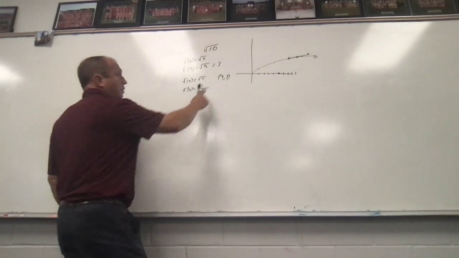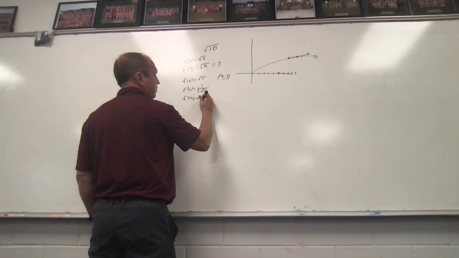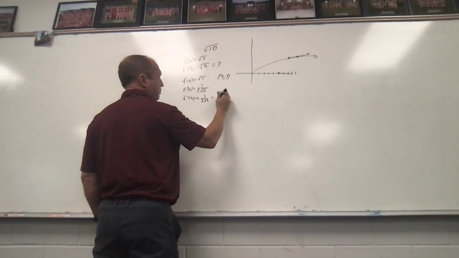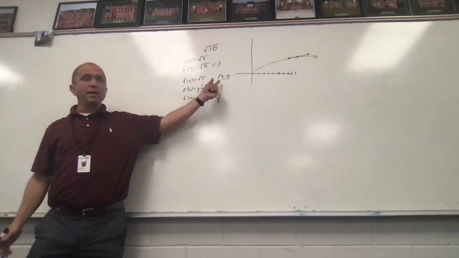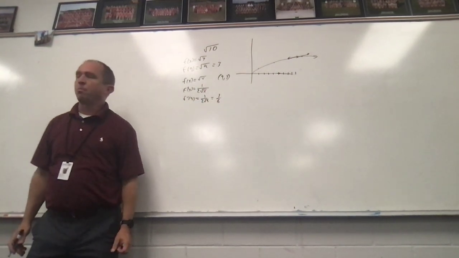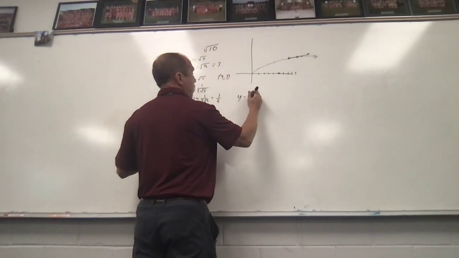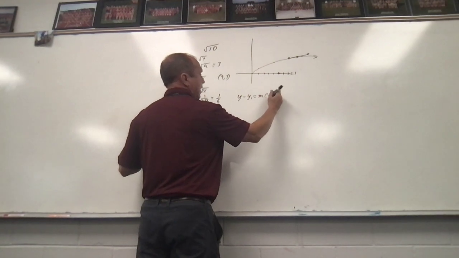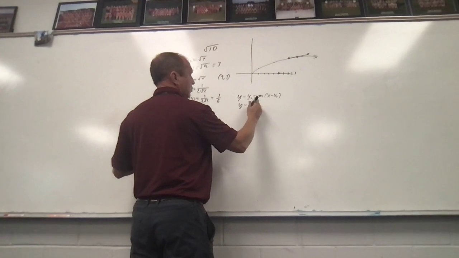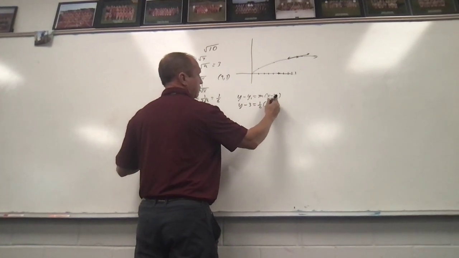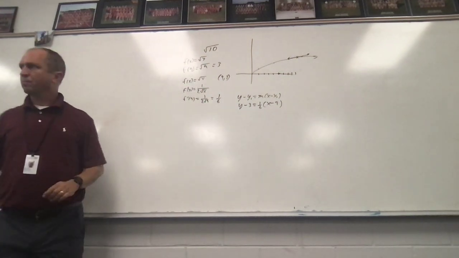So, if I want to know the slope at 9, I have f prime of 9 equals 1 over 2 times the square root of 9, which would be 1/6. So I have my point and I have my slope. So I'm going to go to point-slope form, which says that y minus y sub 1 equals m times x minus x sub 1. So y minus 3 equals 1/6 of x minus 9. Are y'all with me? Okay.